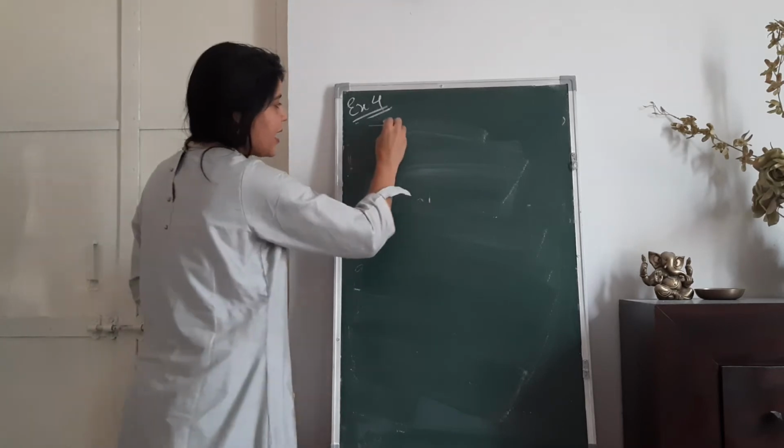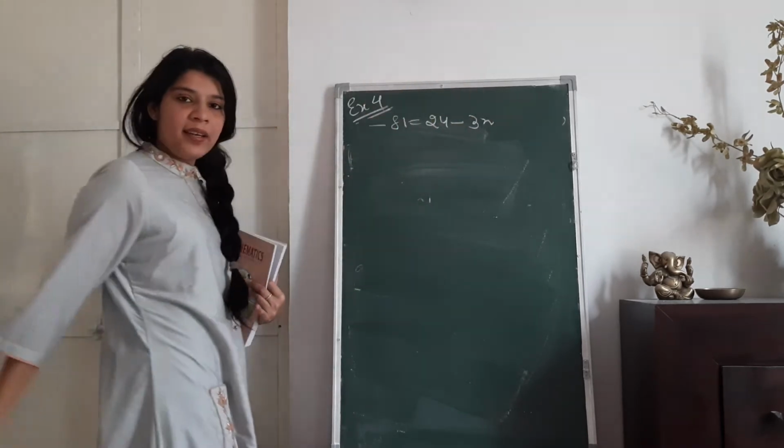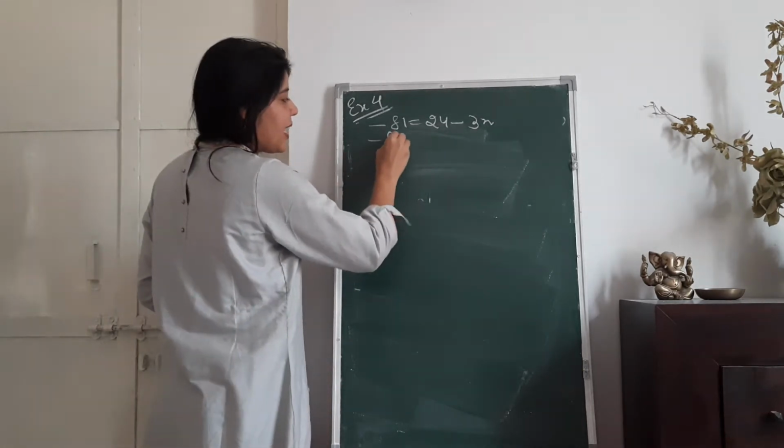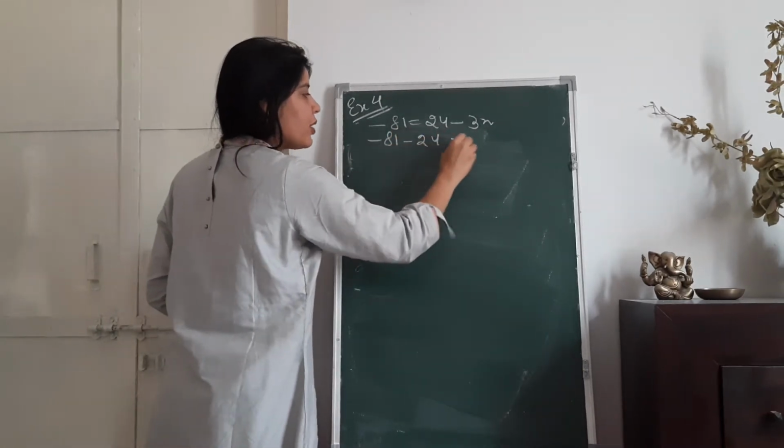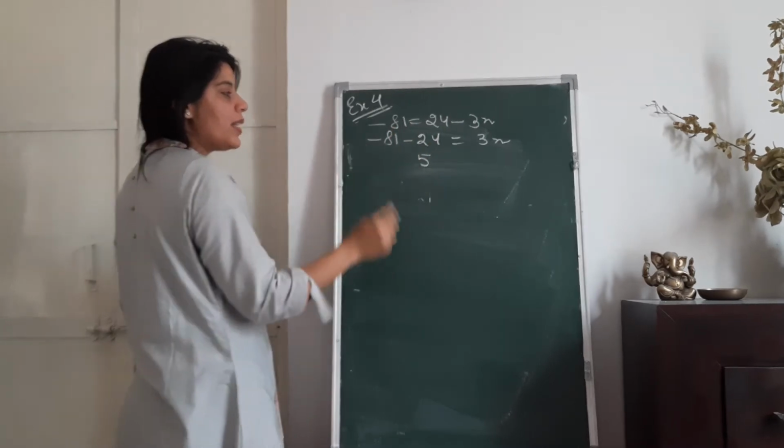So minus 81 is equals to 24 minus 3n. Minus 81 minus 24 is equals to 3n. 4 and 1 is 5. 8 and 2 is 10.